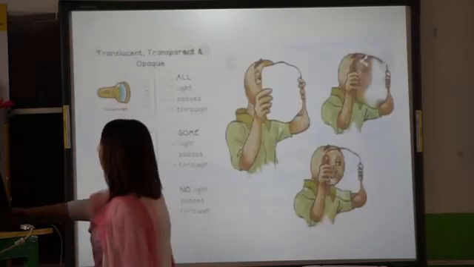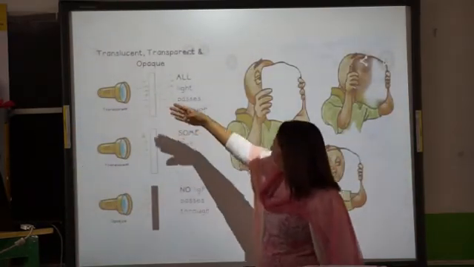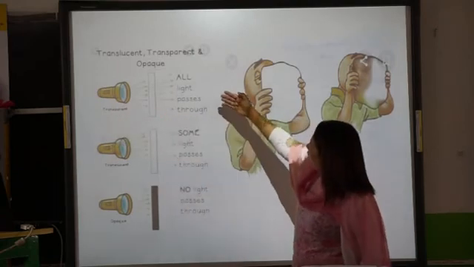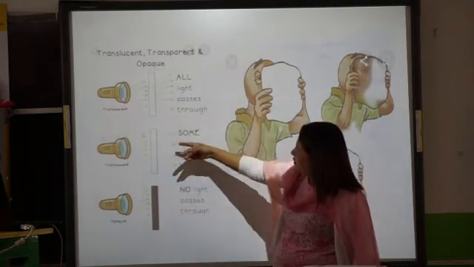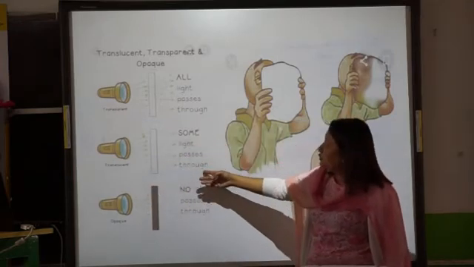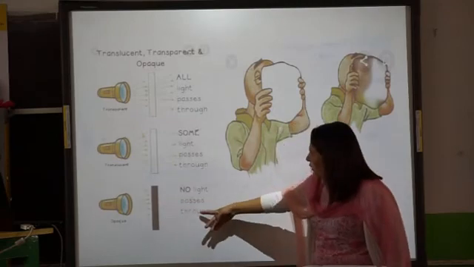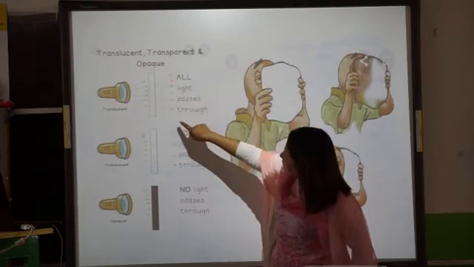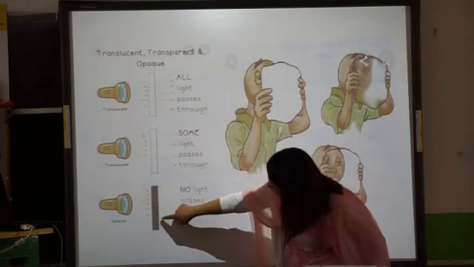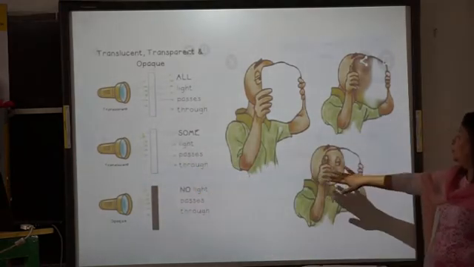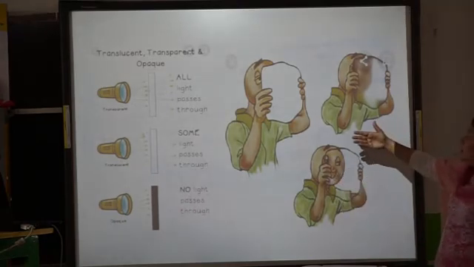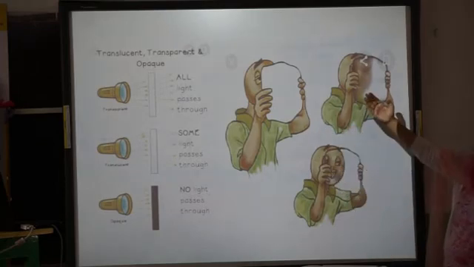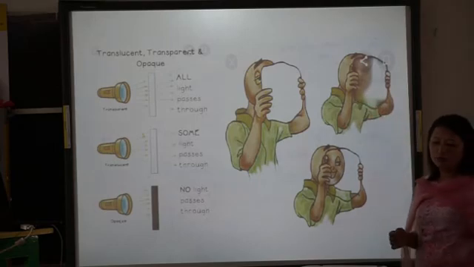Now let's see some pictures here. So here I have translucent, transparent and opaque. This is a transparent object, all light passes through. In a translucent object, some light passes through. And in an opaque object, no light passes through. So you can see here this block, some light, all light, some light, and this is dark out here, so no light passes through. You can also see some pictures of transparent, translucent and opaque objects.